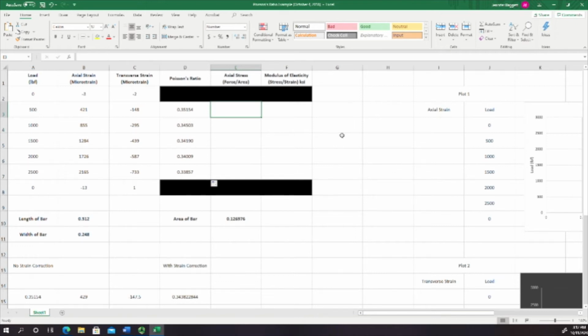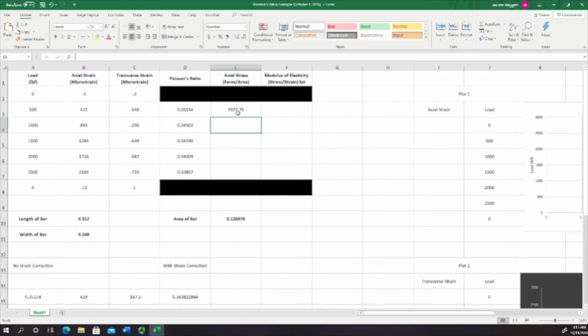If we're next looking at our axial stress, then we're looking at force over area. In this case, we need the area of our bar. If the length of our bar is 0.512 and the width of our bar is 0.248, then the area of our bar is those two values multiplied together for our rectangular section. Therefore, if we're looking at force divided by area, we can enter equal to the load case that we're looking at, divided by our area.